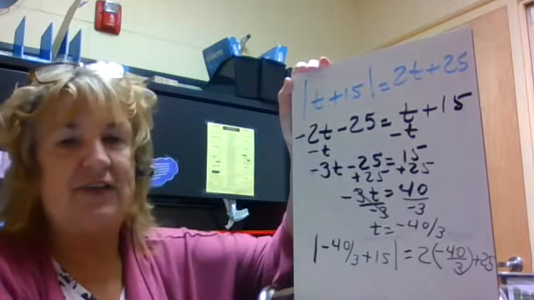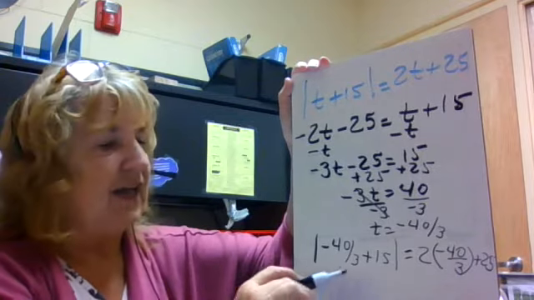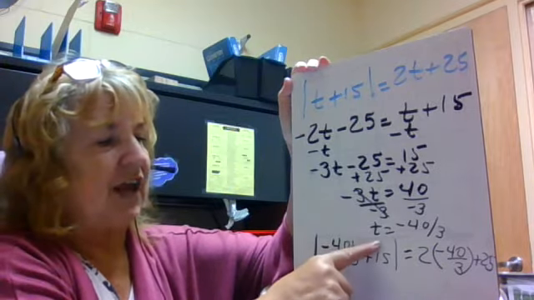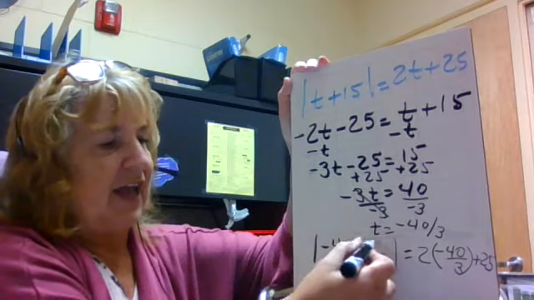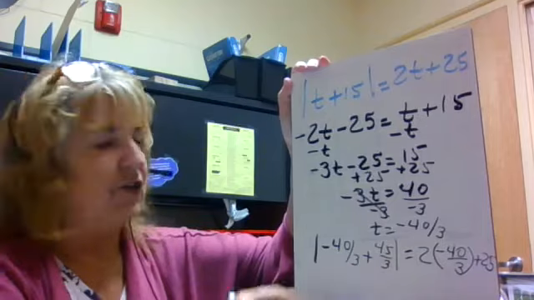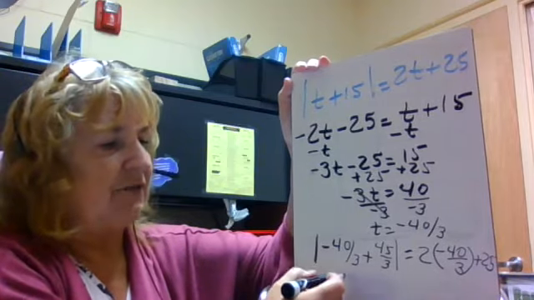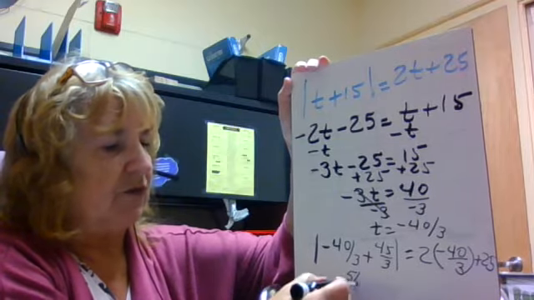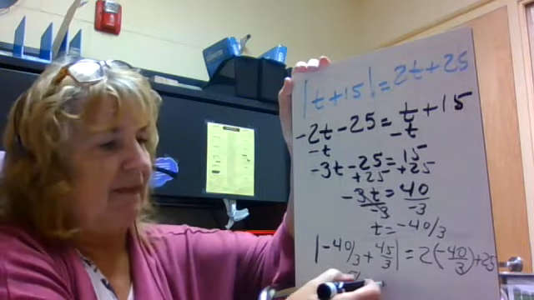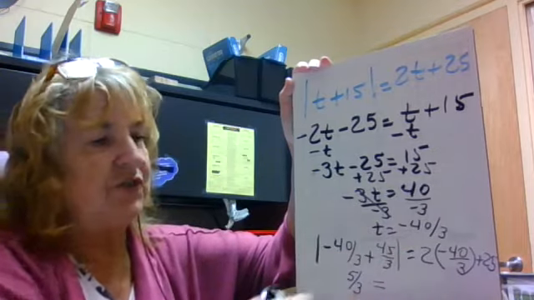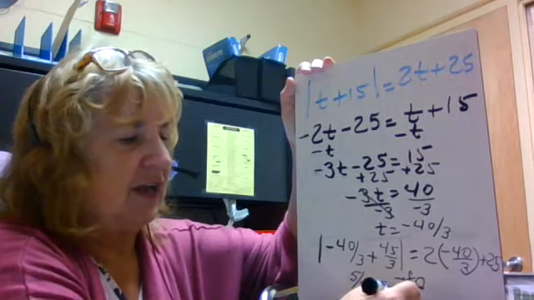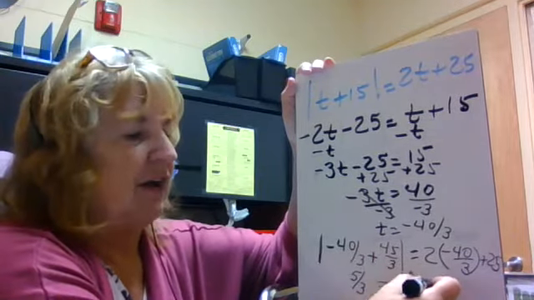Well, the easiest way to add these two together, if you don't have a calculator, is you just make this number so it has a 3 on the bottom. So when I do that, I just multiply the 15 by 3, and I get 45 over 3. So now I can add them. Negative 40 plus 45 is 5 over 3, and the absolute value of 5 over 3 is 5 over 3, equals 2 times negative 40 over 3, which is negative 80 over 3, and then you add 25 to it.